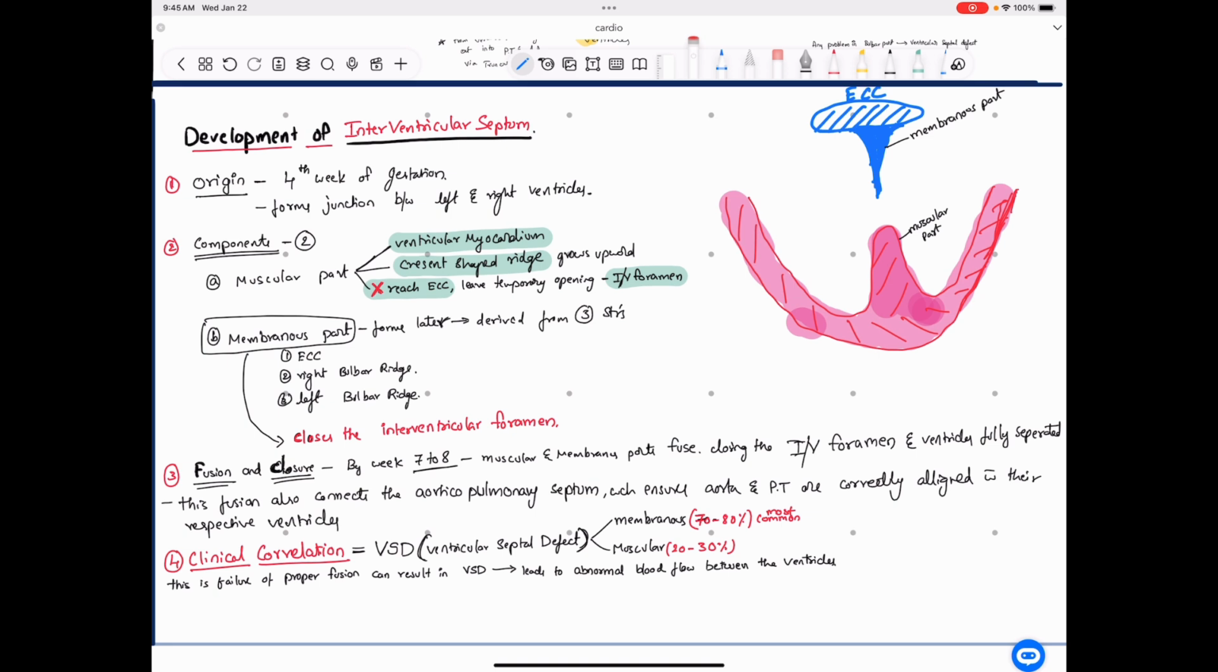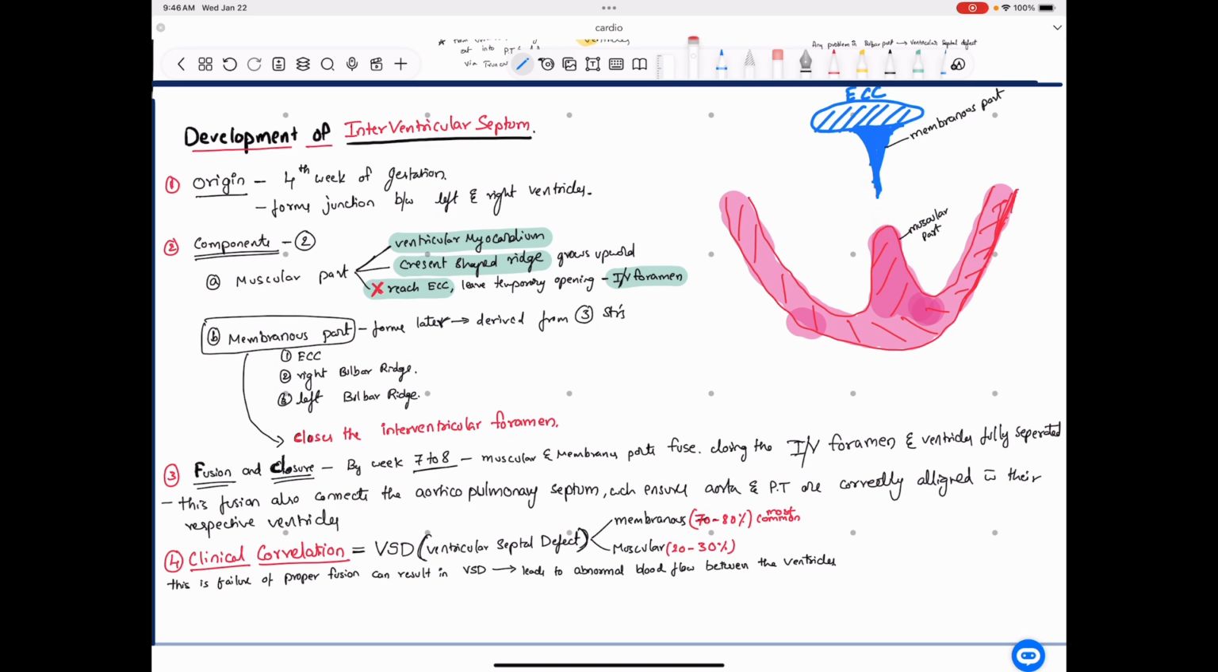So the membranous part closes the interventricular foramen. Then fusion happens. By week 7 to 8, the muscular and the membranous parts of the interventricular septum fuse. The muscular part stopped growing till here, but the membranous part will grow until here and closes this interventricular foramen.